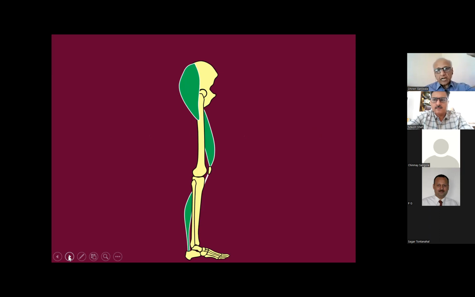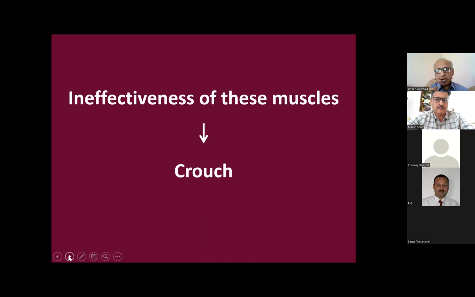If we start proximally at the hip, the first is the hip extensors, or the gluteus maximus. Here, the hamstrings also play a very important role in maintaining hip extension. Then at the knee, we have the quadriceps, and at the ankle, we have the soleus. These muscles are called anti-gravity muscles. When these anti-gravity muscles are ineffective, this results in crouch. So it is very clear that when these three groups of muscles are not working effectively, crouch gait will result.